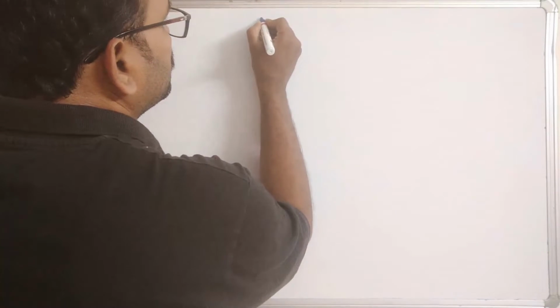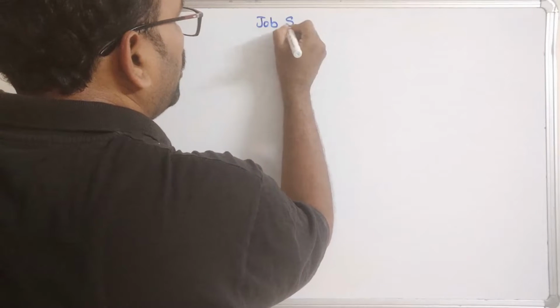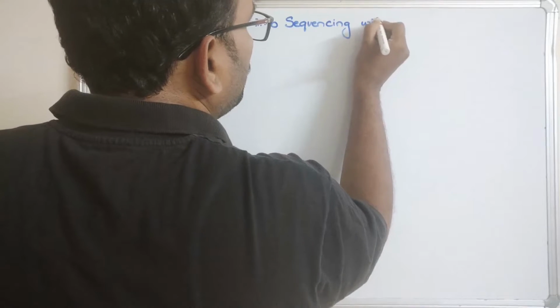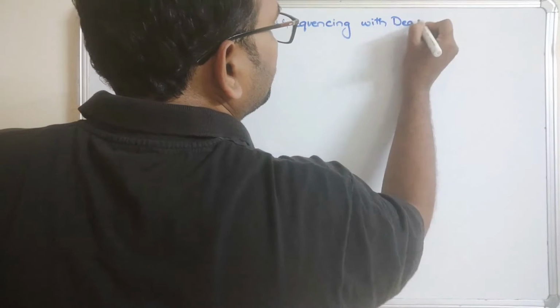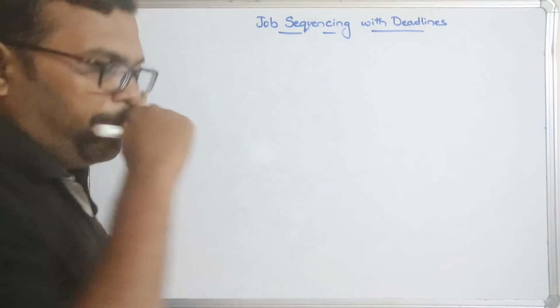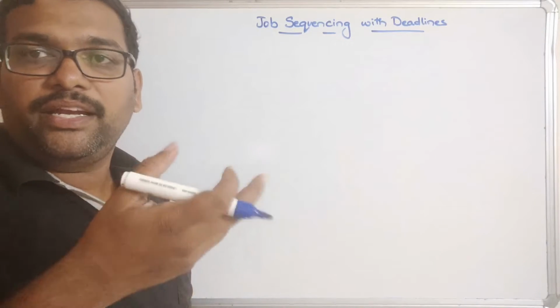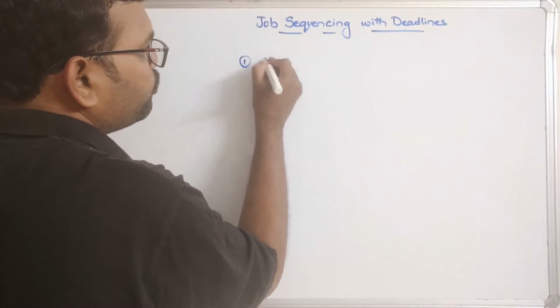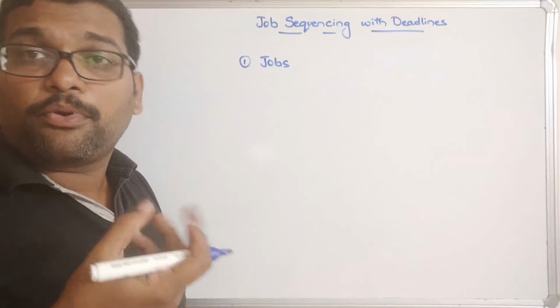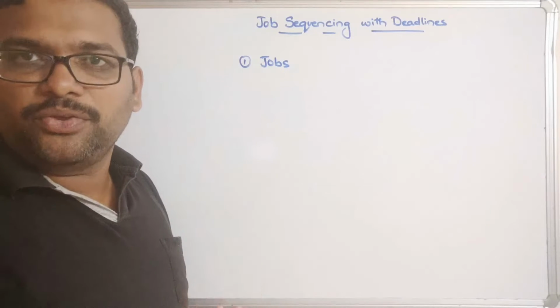deadlines. So first let us understand the problem and then we'll move on with the solution, the procedure, how we can solve the problem. So the problem is job sequencing with deadlines. You can understand from the name. Here we have first the jobs, the number of jobs. We can consider them as processes, the number of processes we need to execute.